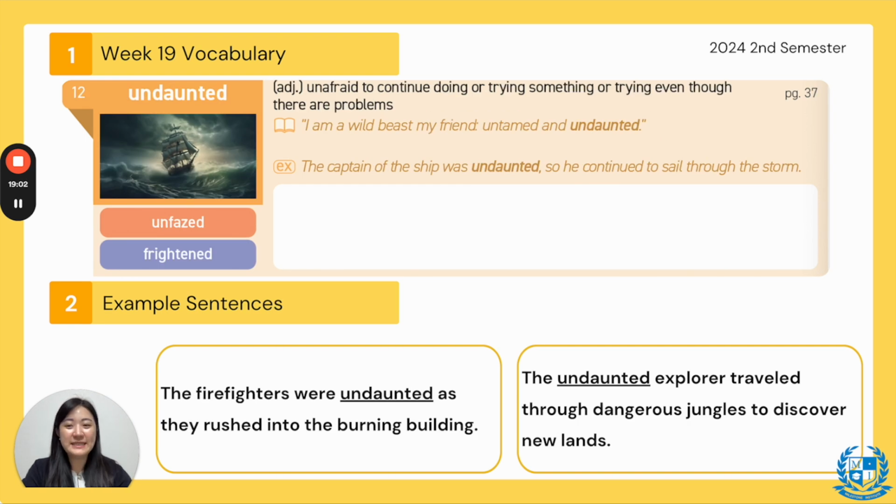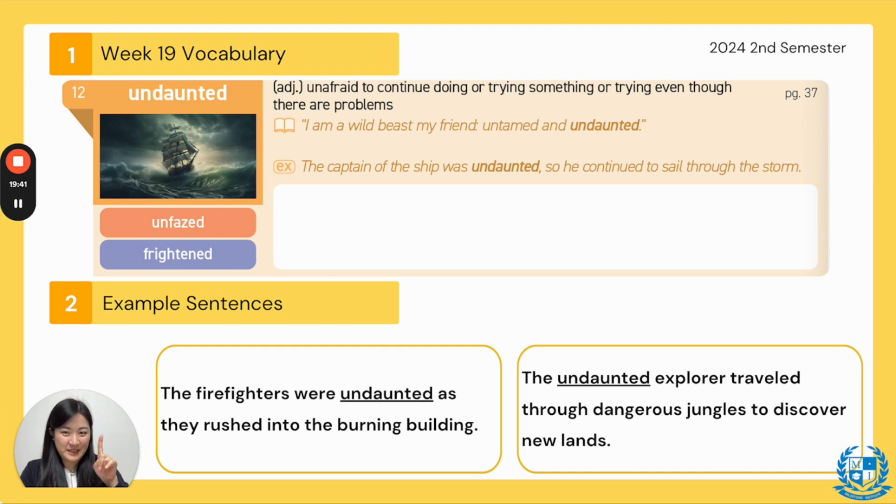Number 12, everyone say undaunted. Undaunted. The synonym is unfazed, and the antonym is frightened. It's an adjective and it means unafraid to continue doing or trying something, even though there are problems. So we're not afraid to do it. We're just going to try it, even though there may be some problems or challenges on the way. In the book it says, I am a wild beast, my friend, untamed and undaunted. Meaning that they're not afraid of anything. They are a wild beast.